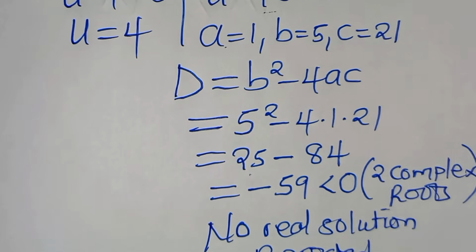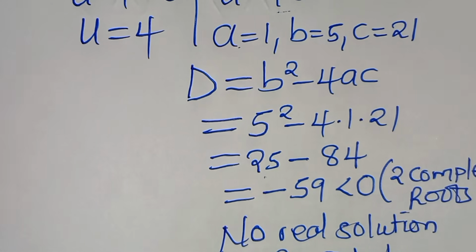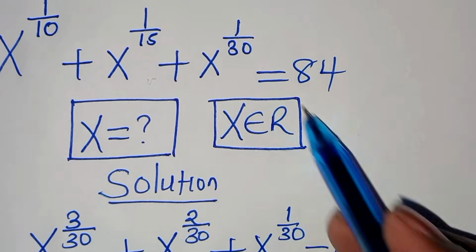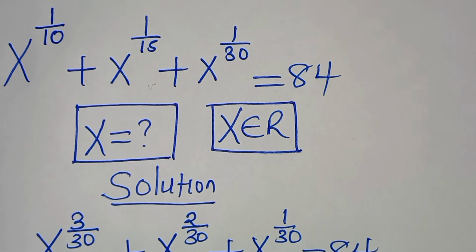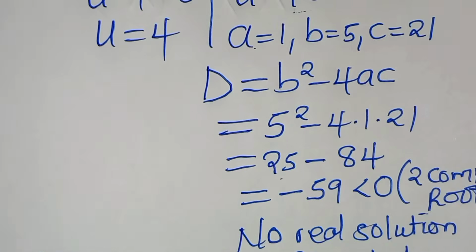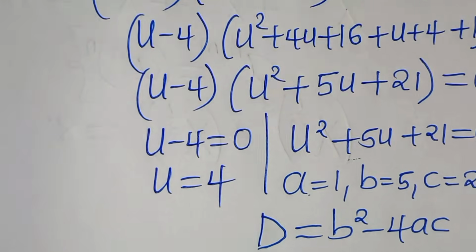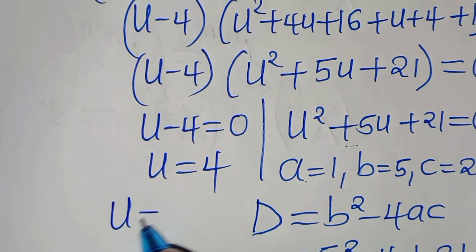This is rejected simply because we have that x belongs to real numbers. So let's focus on u. u is equal to 4 in this case.